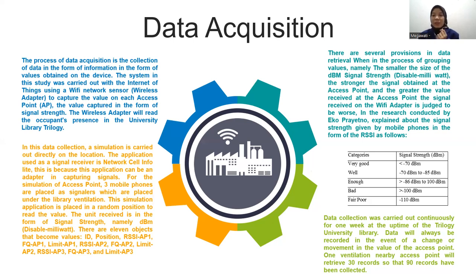In the research, Eko Prayono explained how bad a signal strength give a mobile phone in the form RSSI as follows. If a very good with a minus 70 dBm, will category minus 40 dBm to minus 85 dBm, enough 86 dBm to 100 dBm, by 100, I mean this 100 dBm.